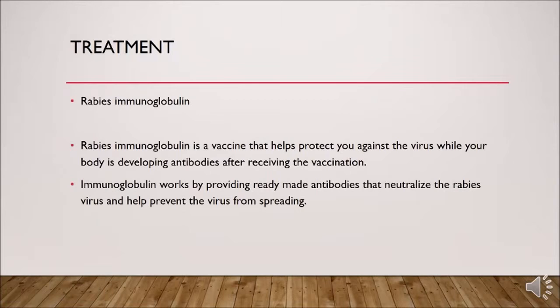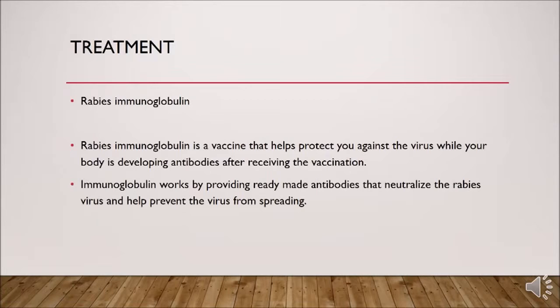What happens is you took the rabies vaccine when you were a child, so it's been in your body for a long time. But since we don't often get bitten by animals, it takes longer for our bodies now to recognize that you have rabies from a rabid animal. So rabies immunoglobulin shoots up antibodies so it can start fighting off the virus before your body actually knows and reacts to the virus. Immunoglobulin works by providing a ready-made antibody that neutralizes the rabies virus and helps prevent the virus from spreading.